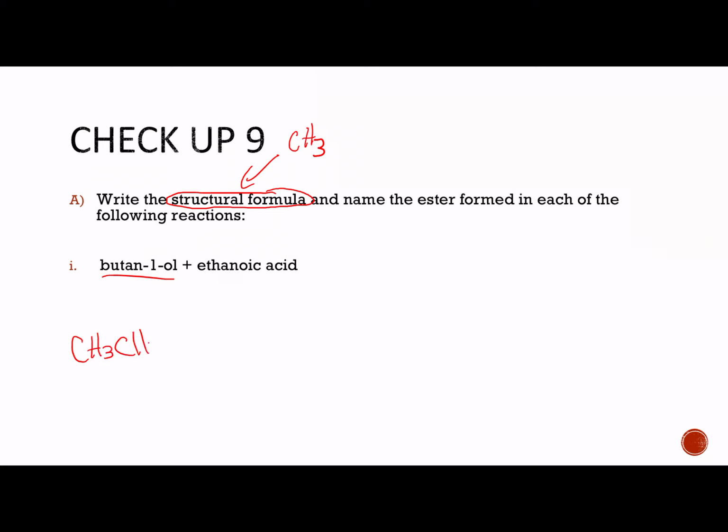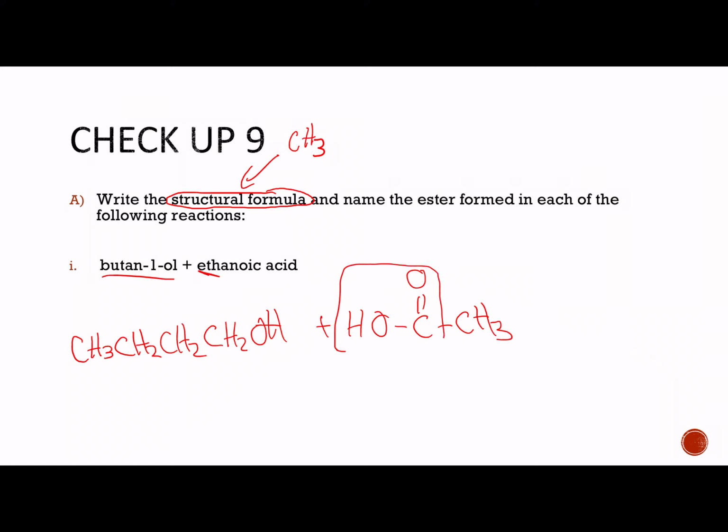Butan-1-ol: CH3, CH2, CH2, CH2, OH. Ethanoic acid, which I'm going to write backwards: HOCOCH3. 2 carbons, and this is the carboxylic acid. This is a carboxylic acid, right? And then this is an alcohol. So what part do I take away to make an ester? If you forgot, let's take a look.